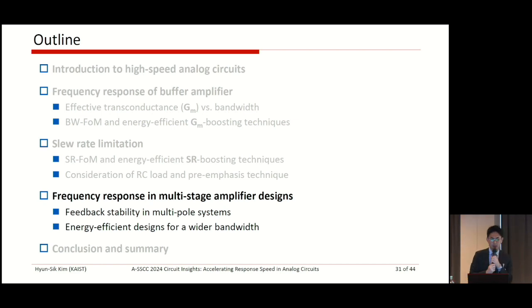Okay, this is the rest part of my talk. Let us turn our attention to the frequency response in multi-stage amplifier design.